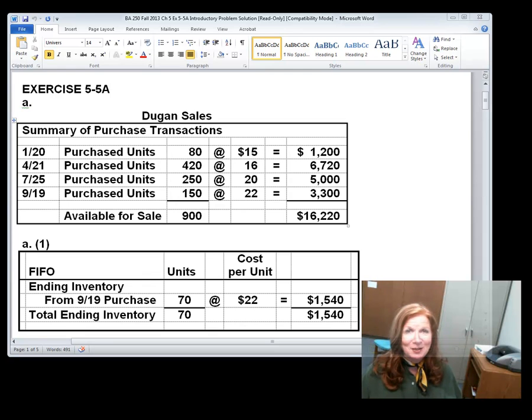Hello again. Welcome to week 6, chapter 5, and the introductory problem. The introductory problem, remember, is our way of approaching this material to identify the terms and calculations and transactions and journal entries and balance sheet effects that the material has.